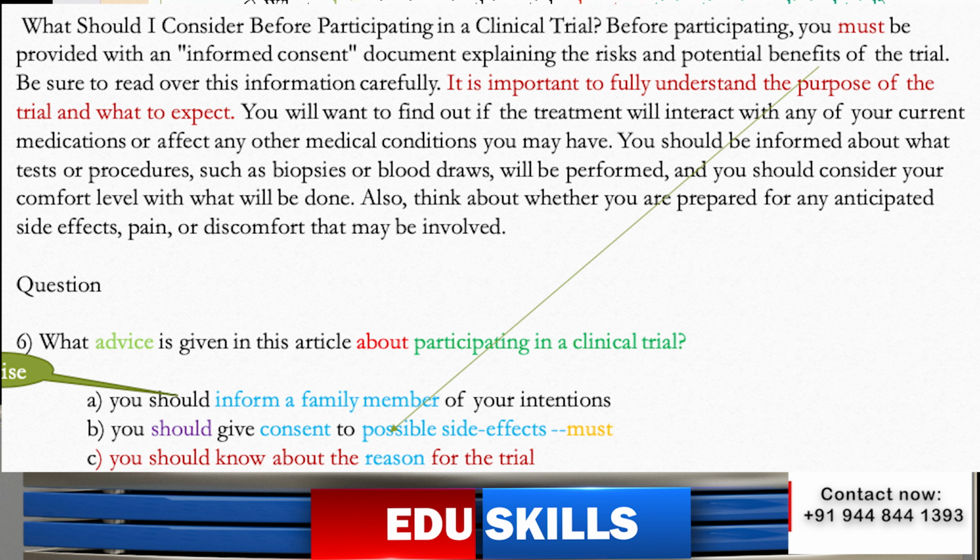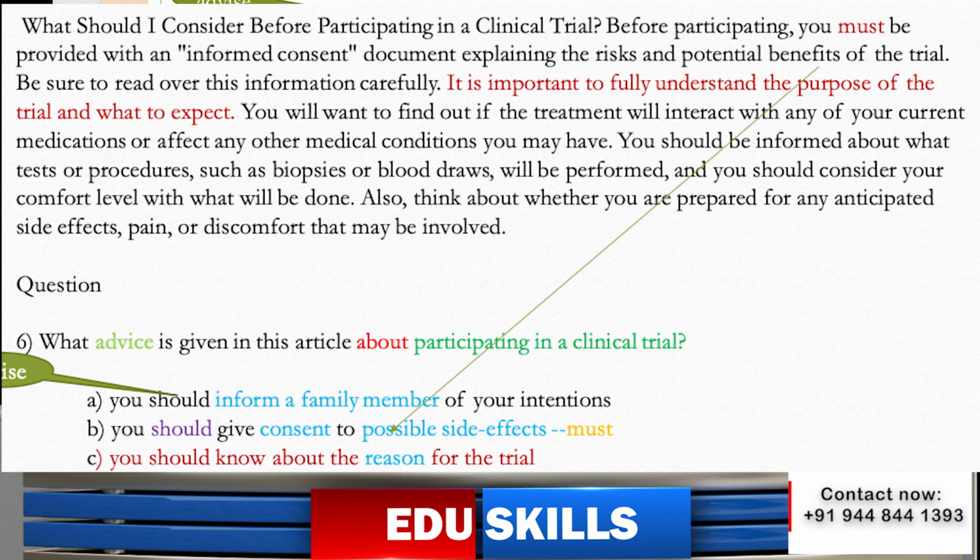Option B: you should give consent to possible side effects. Side effects we have to inform, but they did not say that. Next, potential benefits of the trial, and further down, also think about whether you are prepared for any anticipated side effects that may be involved. This we have to inform, right? For the side effects, they never say to give consent. Even for the trial itself, we already talked about giving the consent. So for the side effects, again, they did not mention giving the consent. Is that clear? Yes.